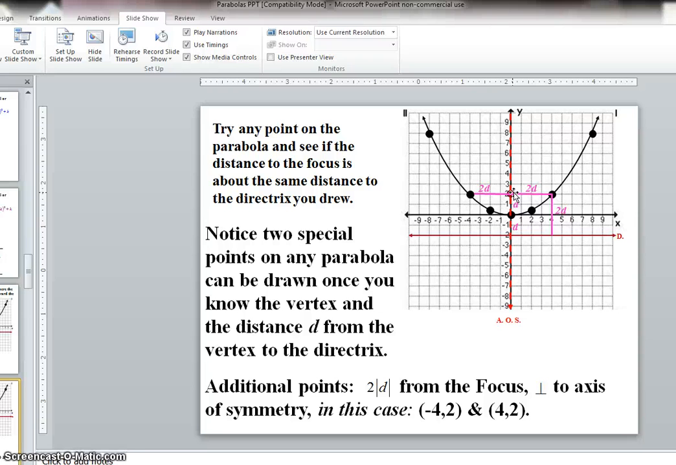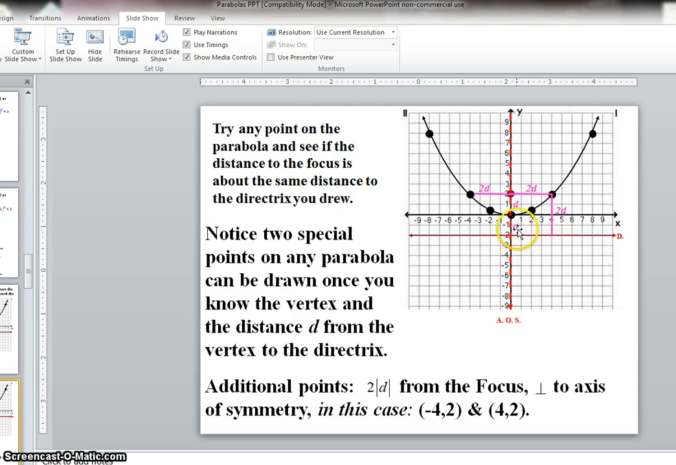I'll talk more about that in a minute. But then we just plot the vertex. We're going to draw the axis of symmetry line through it and label it. We're going to find out what the value of d is by taking 1 over 4 times a and figuring that out. We're going to go that distance inside the curve, depending on which way it's opening. Plot our focus point. We'll go in the opposite direction from the vertex and graph our directrix line.